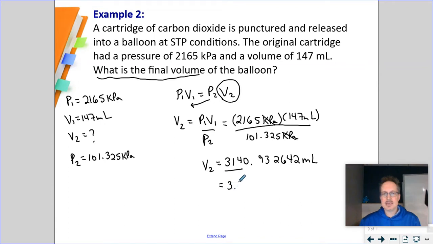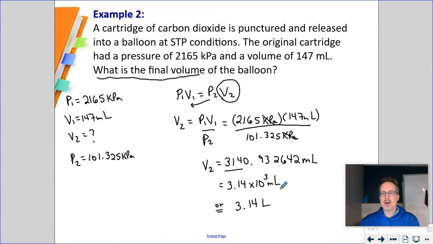So 3.14 times 10 to the 3 milliliters. Now, there is another option for this answer, and that is instead of giving the answer in milliliters, although this is how it came out in the calculator, we can change it to liters. If I want to change it to liters, remember there's 1,000 milliliters in 1 liter. So I would times by 1 liter on top, divide by 1,000 milliliters in the bottom. So I'm going to divide by 1,000, and the answer is 3.14 liters. Either of these answers are acceptable.